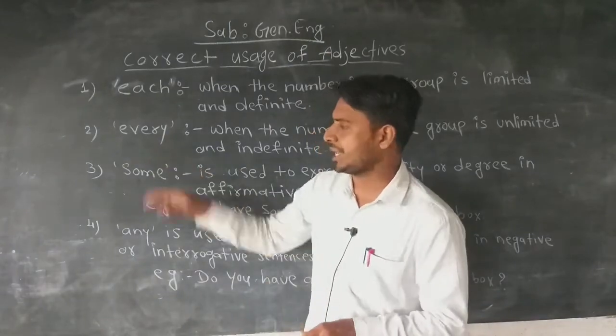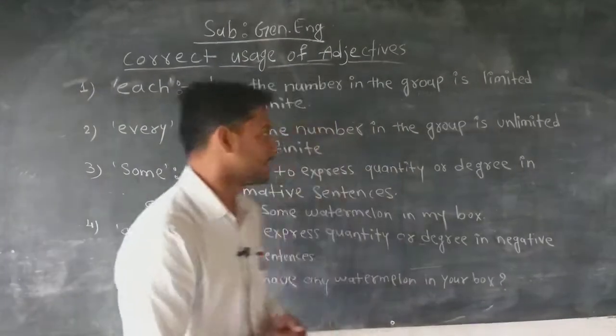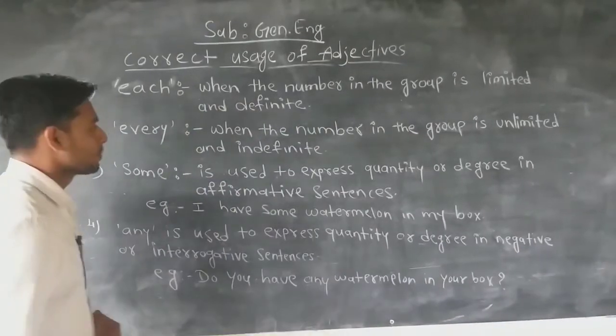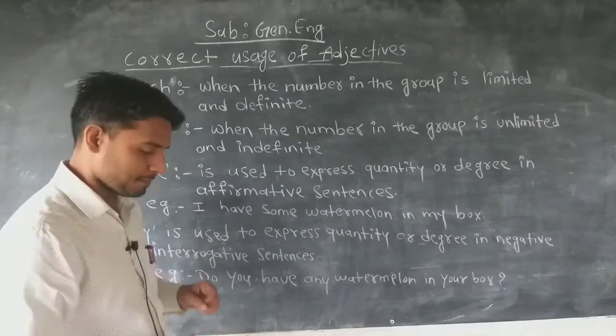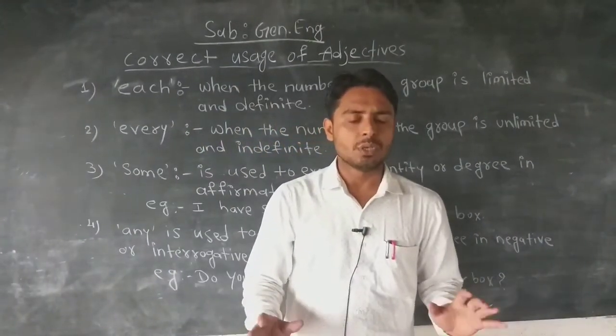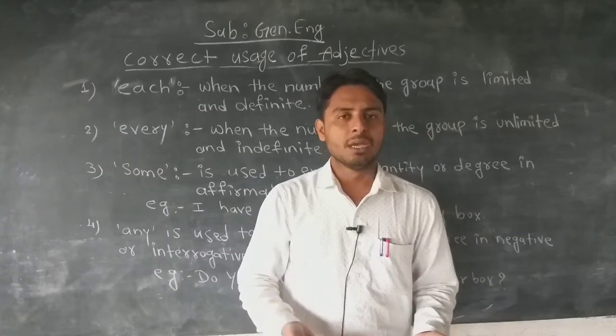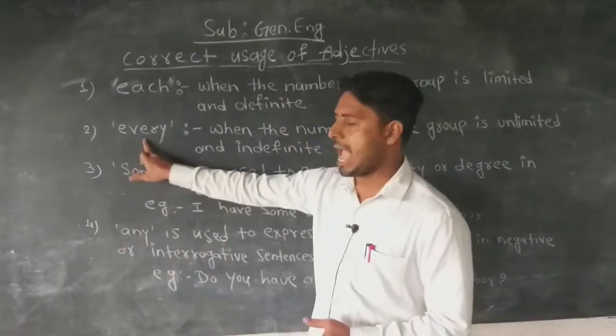And second, every. How can we use every? So let us start to learn it. Every, when the number in the group is unlimited and indefinite, means there were a lot of people, a lot of things which we cannot count easily, means unlimited. So there we will use only every.